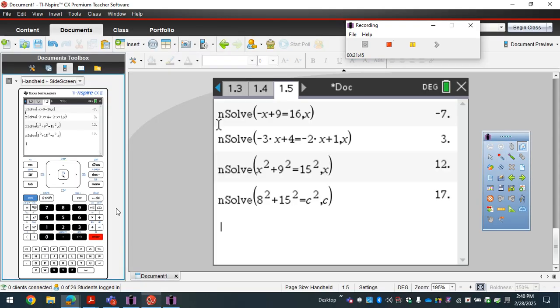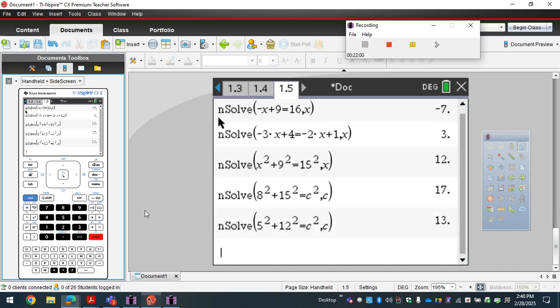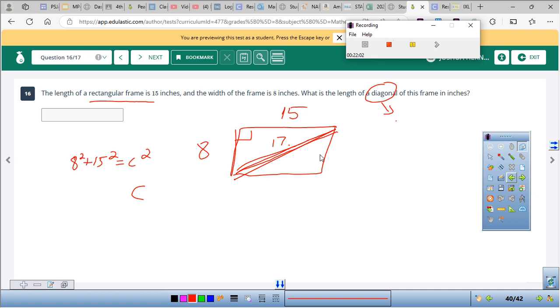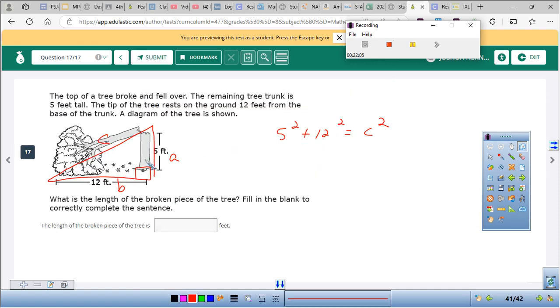Calculator, we're going to go to menu 3, 1. 5 squared plus 12 squared equals c squared, comma c, okay, and 13. So let me go back over here. Don't forget, guys, when it comes to these right triangles, the one across your right angle is your c. The ones that make up your right angle are your a and b. So it would be the formula a squared plus b squared equals c squared. Just set it up like this, and let's get ready to rock and roll. So it's 13.